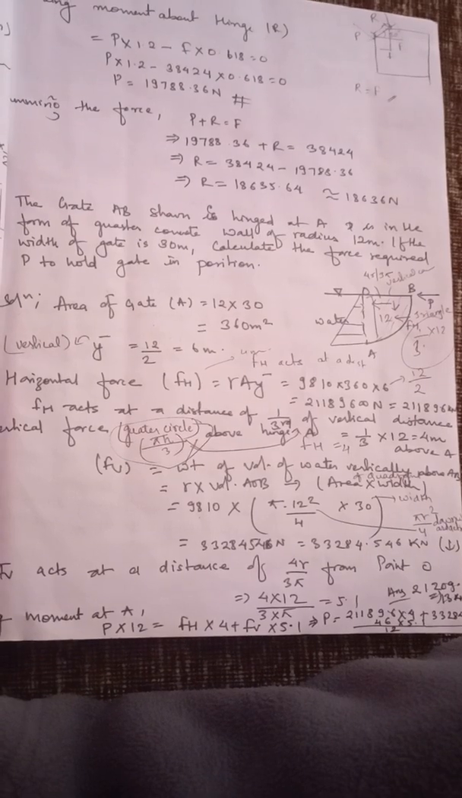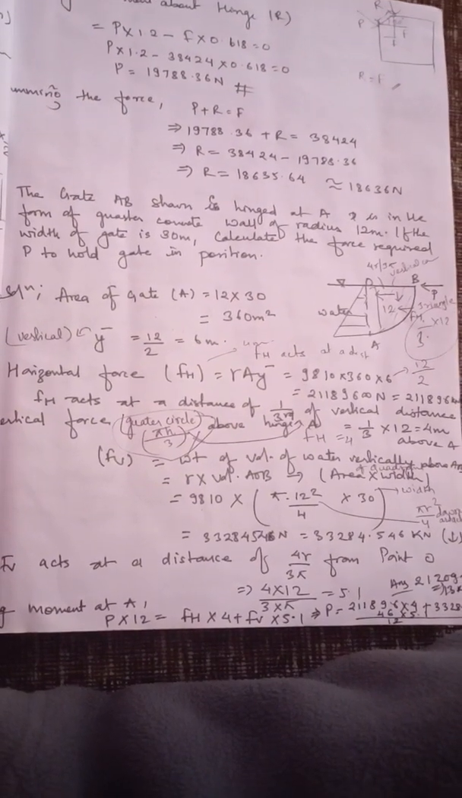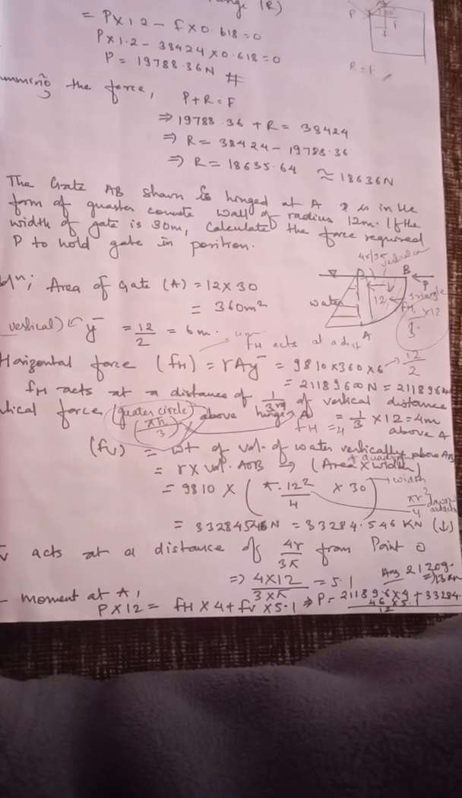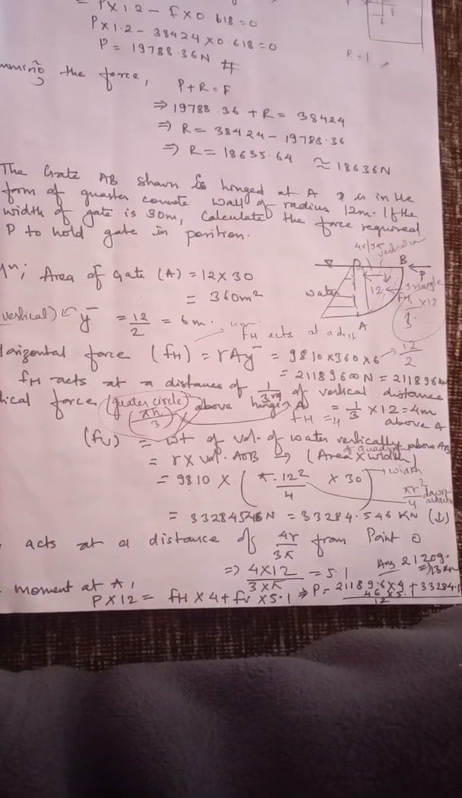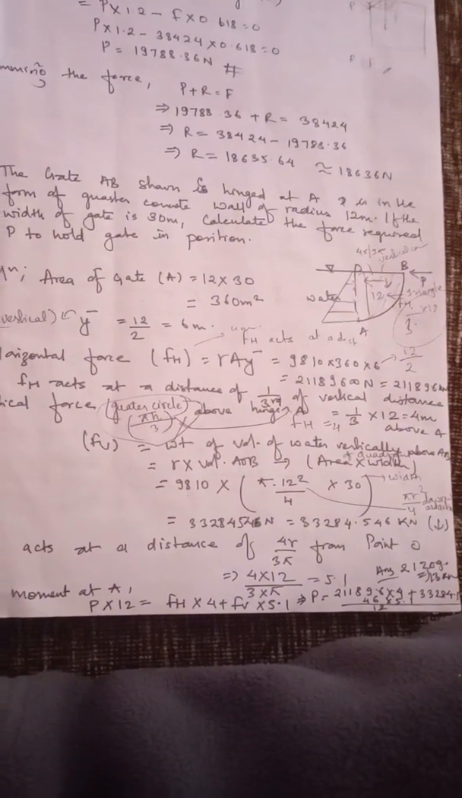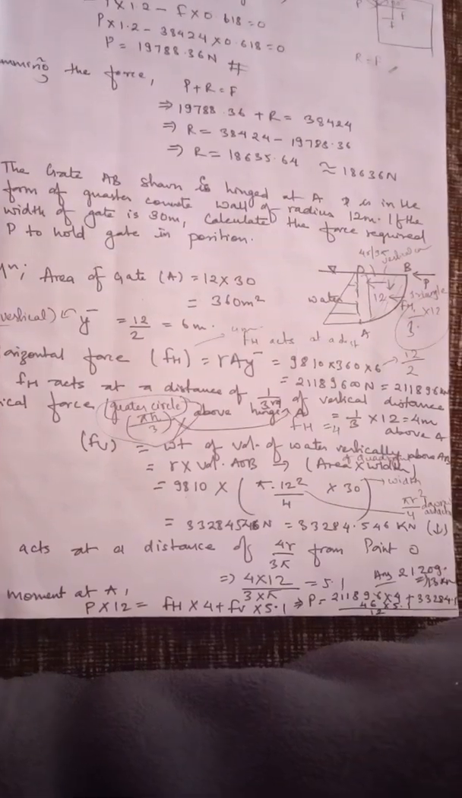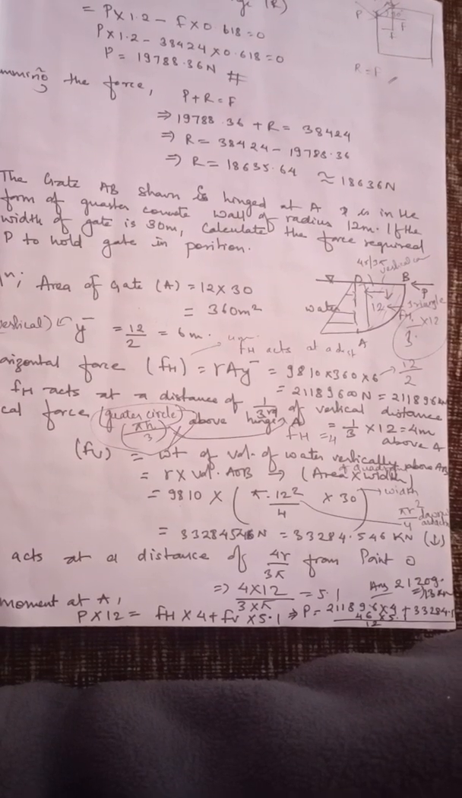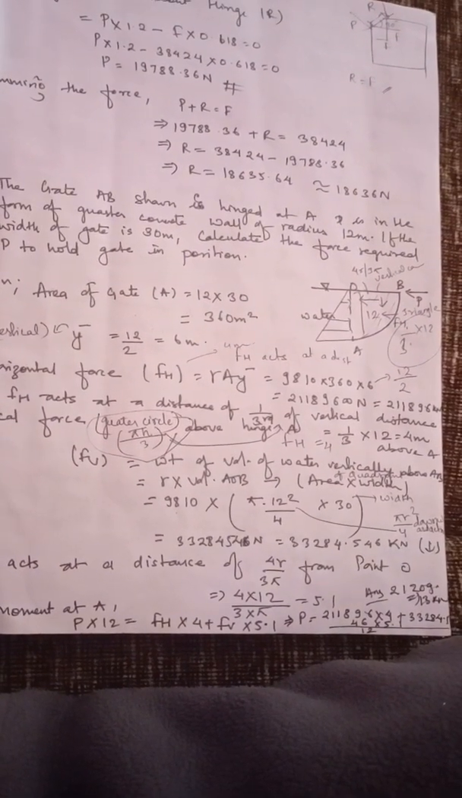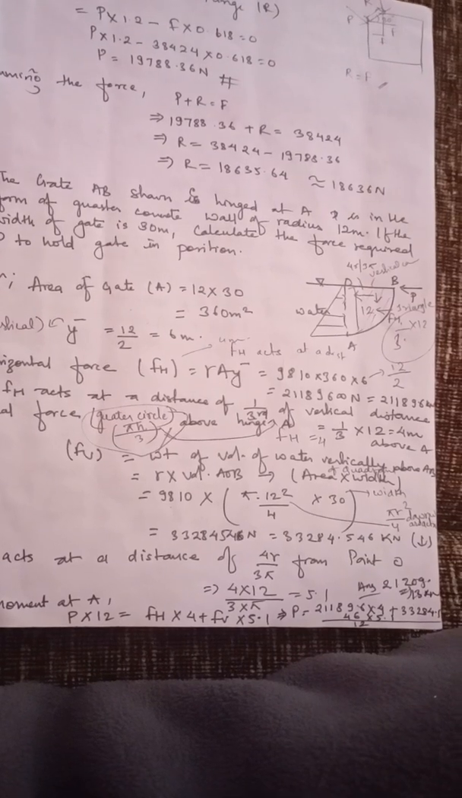This is very easy. Then please go through F. How can we find F? Gamma A Y bar. Gamma is given, 9810, into the upper part A. Y bar is also given. Then you can find the force FH. How can you find the force FV? We can derive from the formula: 9810 is the universal constant into pi d square by 4 into 30. How did 30 come? So here arises the question. It is none other than our width.